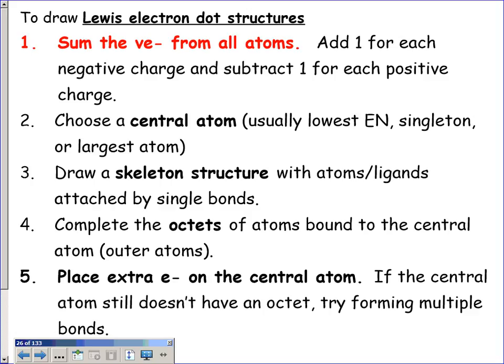lone pairs, right? So 2, 4, 6, 8, good. Same for each fluorine. Okay? So now I've got an octet on everybody, right? How many electrons are represented totally? 32. Check, I've met my limit. So the way I've arranged it is in pairs. Electrons occur in pairs, in lone pairs, because of the fact that orbitals hold 2 electrons. Okay?